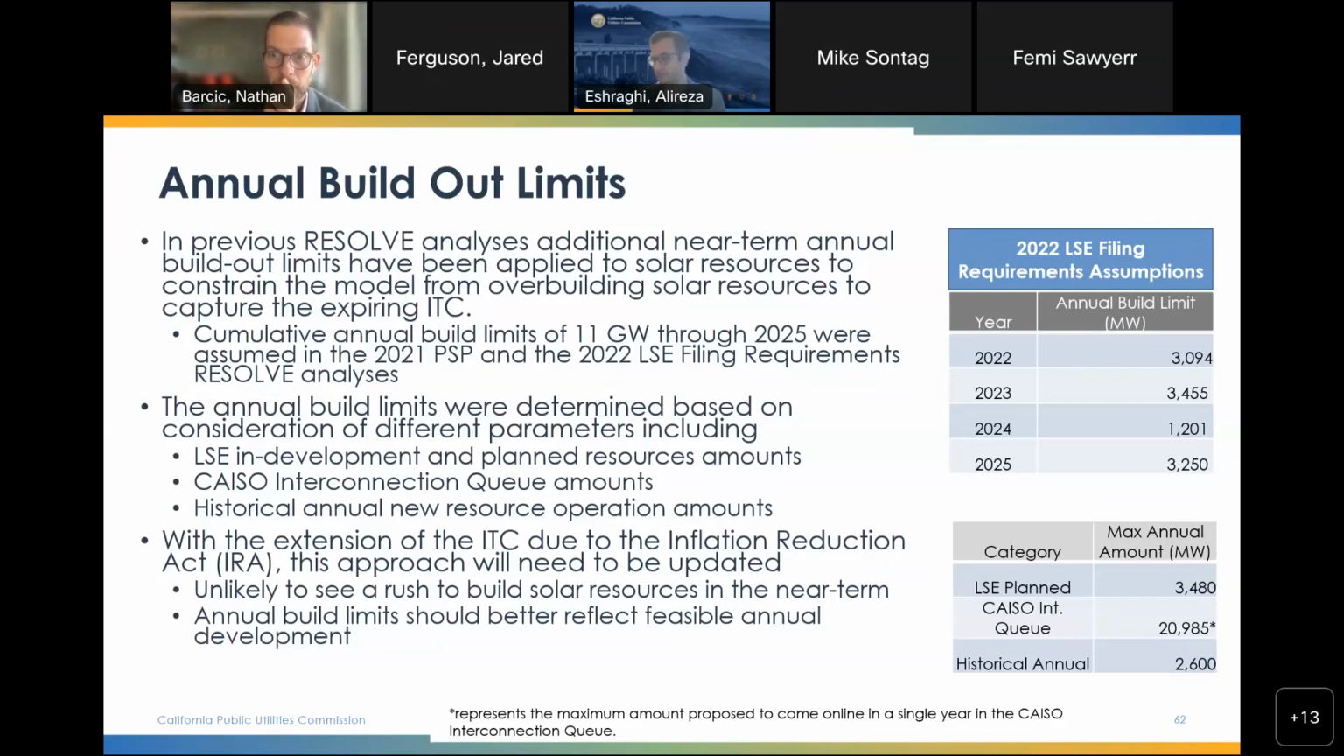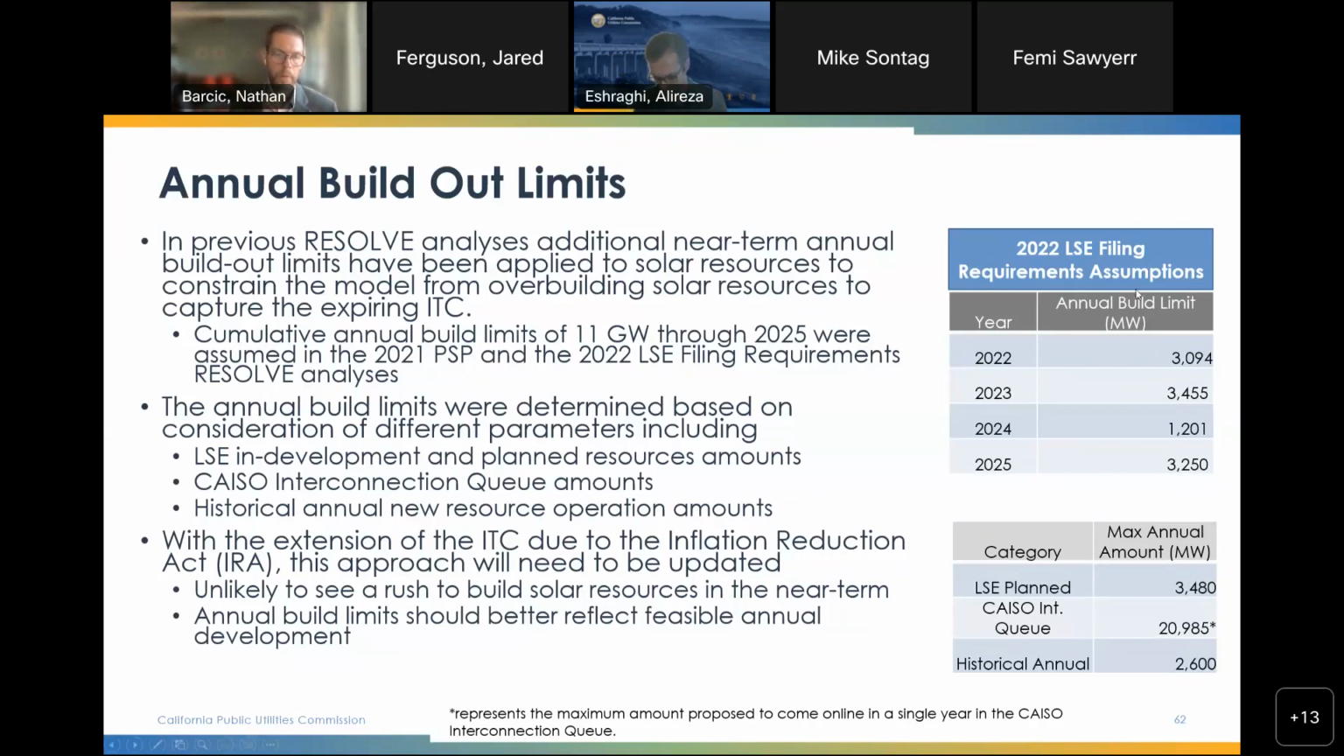And so we instituted annual build limits of 11 gigawatts by 2025 in the 2021 Preferred System Plan modeling, as well as the 2022 LSE filing requirements analysis from summer of this year. The table on the right presents what those assumptions were. And these build limits were made considering a few different elements: what the LSE in development and planned resource amounts were, what the CAISO interconnection queue amounts were, and historical annual new resource online dates and the amounts that were considered in each of those years.